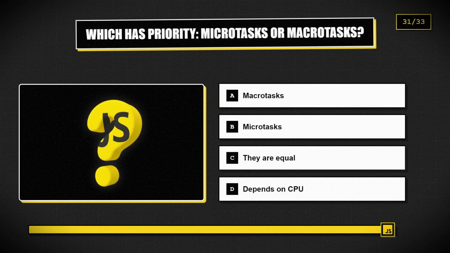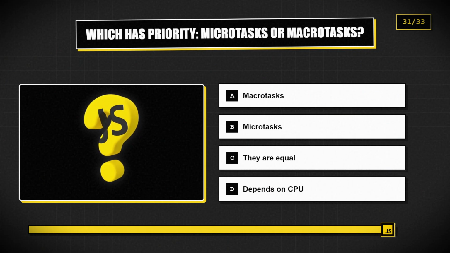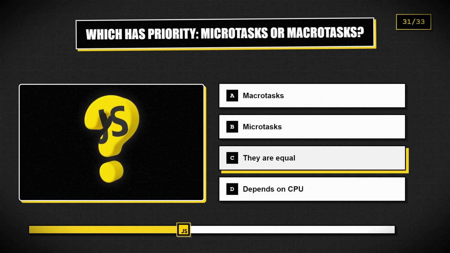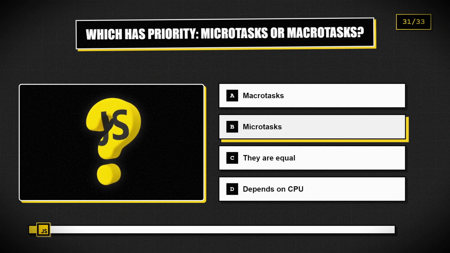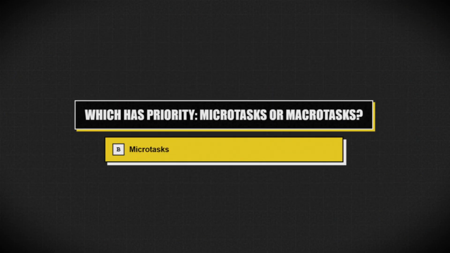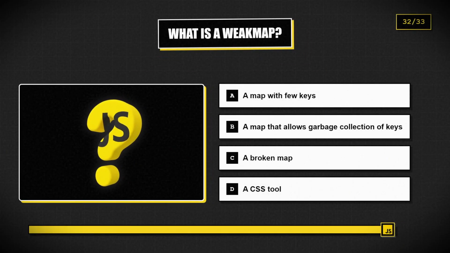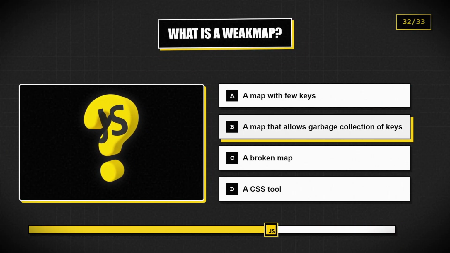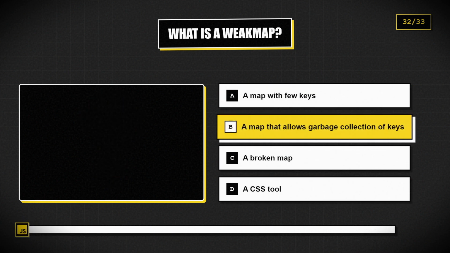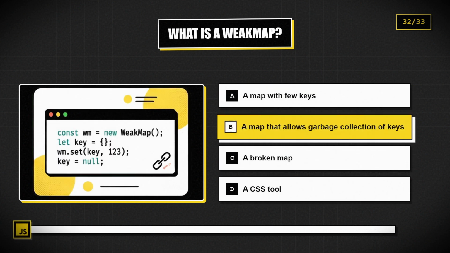Which has priority, microtasks or macrotasks? The event loop processes all microtasks before moving to the next macrotask. What is a WeakMap? A WeakMap allows object keys to be garbage collected if no other references exist.